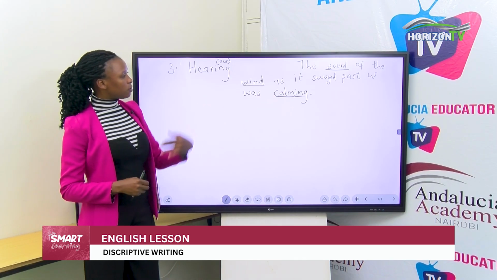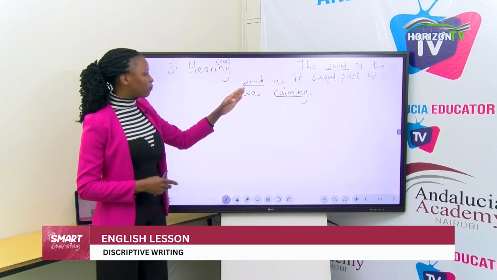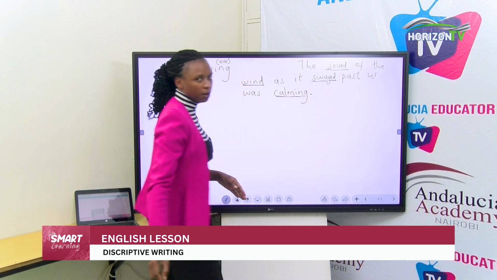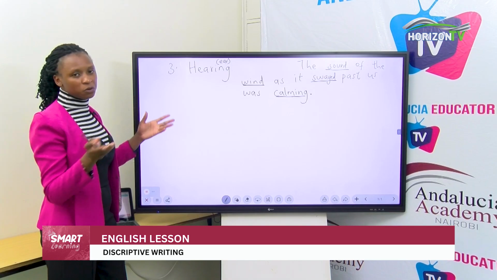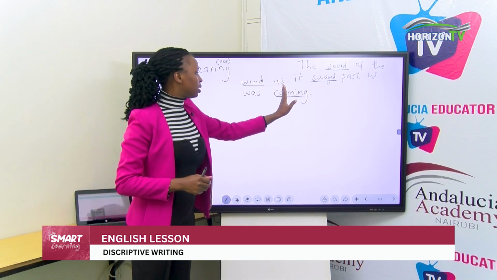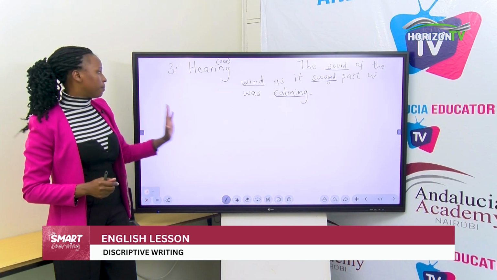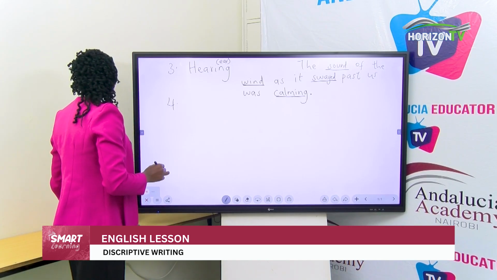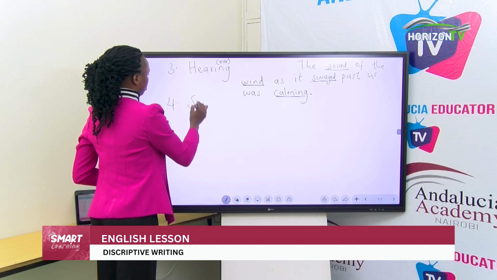So again, the choice of vocabulary that I've underlined: sense of hearing, there was the sound of wind, and it was so calming. We have another verb there, swayed past us. You can hear wind, of course, but you cannot see it, so you can just hear it. So we're having the sound of the wind as it swayed past us was calming. Again, choice of vocabulary. Then moving forward to our fourth sense, which is our sense of sight.